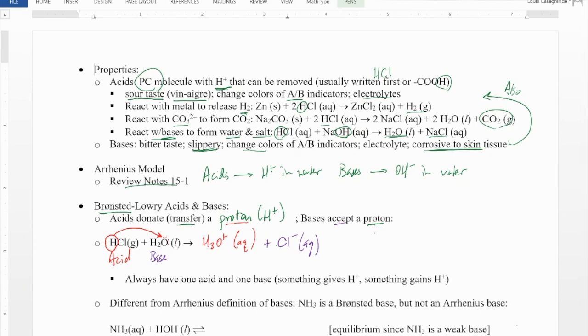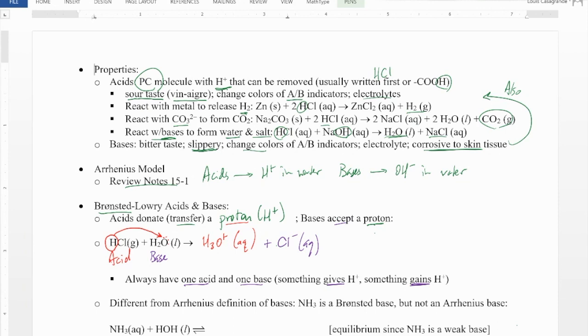In these Bronsted acid-base reactions, we always have to have one acid and one base, because something has to give a proton, and if something gives up a proton, something has to gain that proton, something has to accept or get that proton that was given up. So this is different from the Arrhenius model for acids only in the fact that we're now specifying where that particular proton is going, not just that it gives it to the water, but we're specifying where it goes.